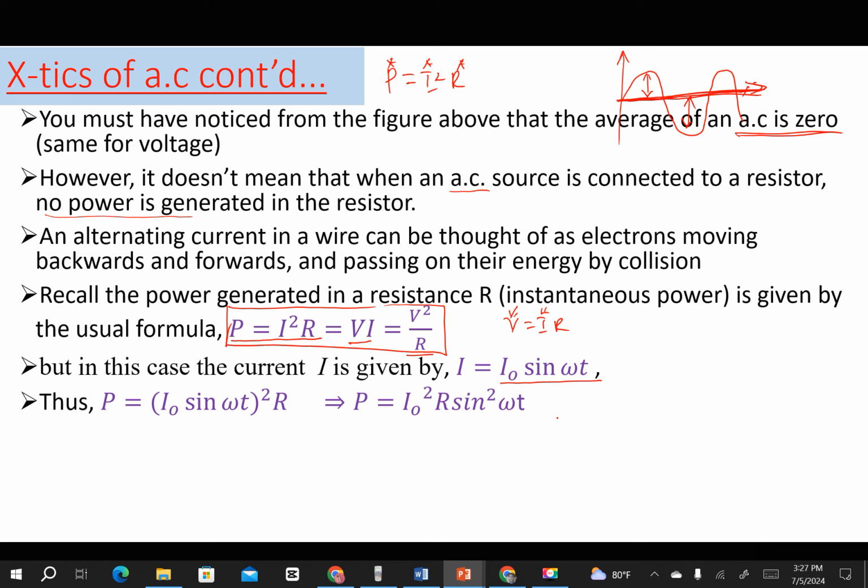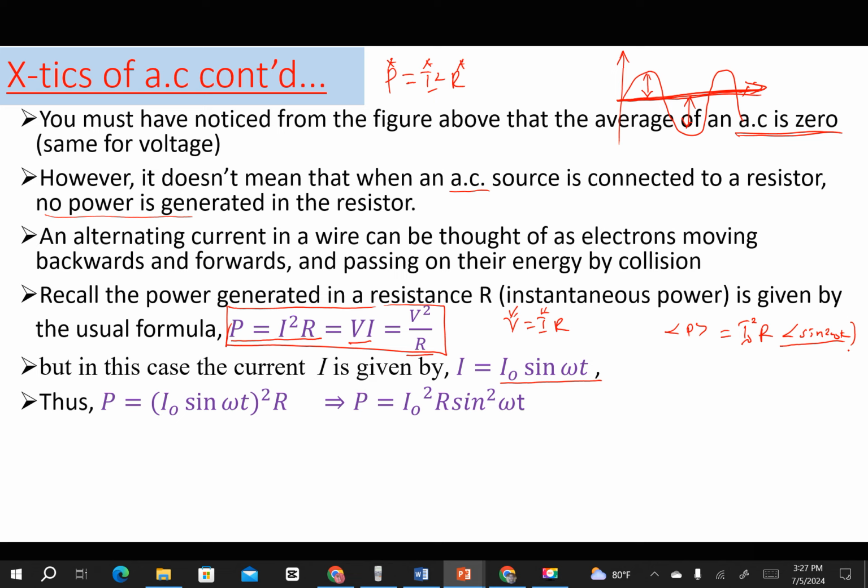Now, if you're a mathematician, you notice if I try to find the average power on both sides, on the left-hand side, I naught squared is a constant and R is a constant, so I will only be finding the average of sine squared omega t, because t varies, therefore sine squared omega t is going to vary. But the average value of sine squared omega t is going to be a half.